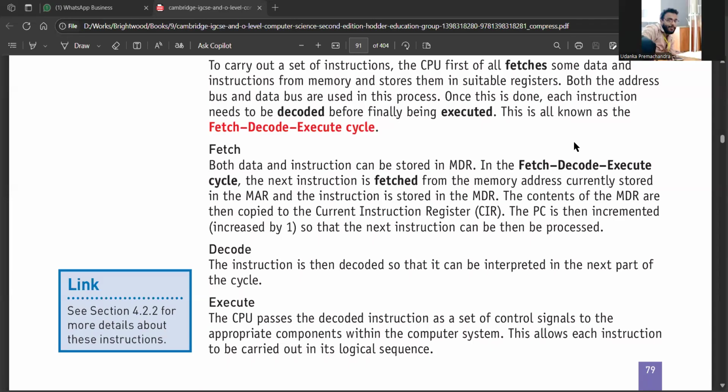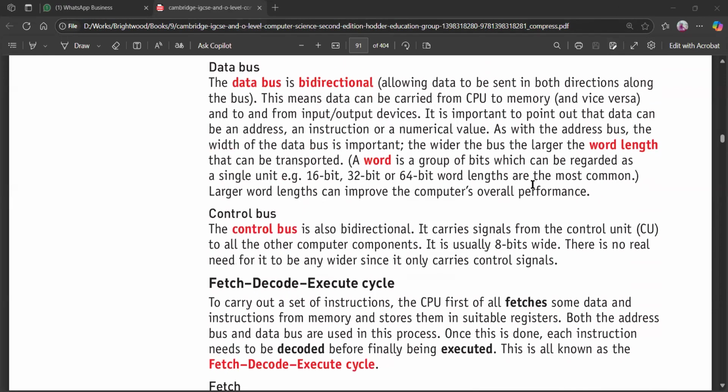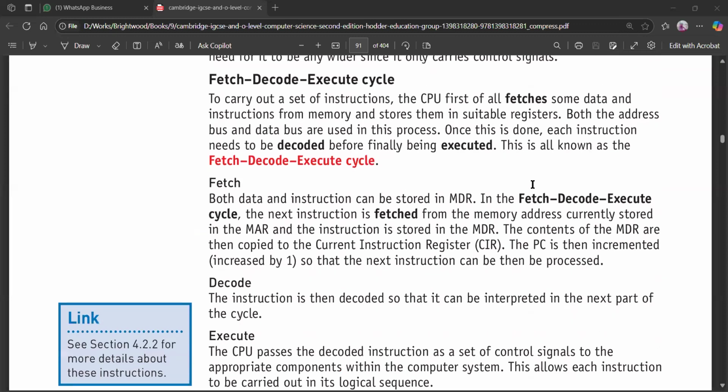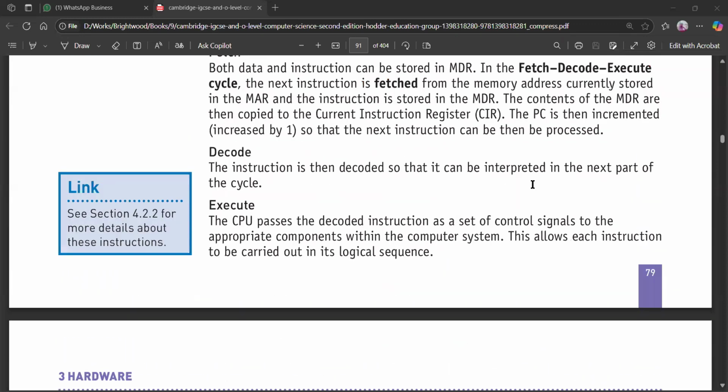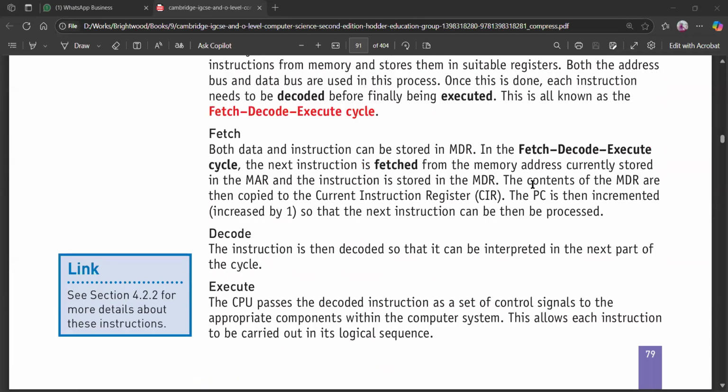Okay, last time we discussed the fetch, decode, execute cycle. We wrote that down, but didn't write what decode and execute are. Both data and instructions can be stored in the MDR. In the fetch, decode, execute cycle, the next instruction is fetched from the memory address currently stored in the MAR, and the instruction is stored in the MDR. The contents of the MDR are then copied into the current instruction register, the CIR. The PC is then incremented by one, going to the next instruction.